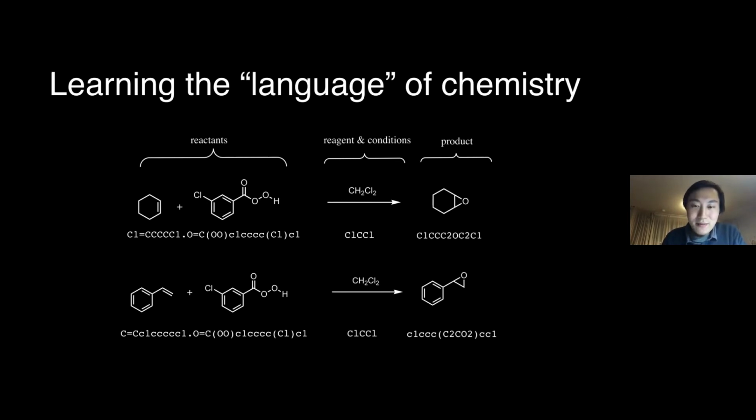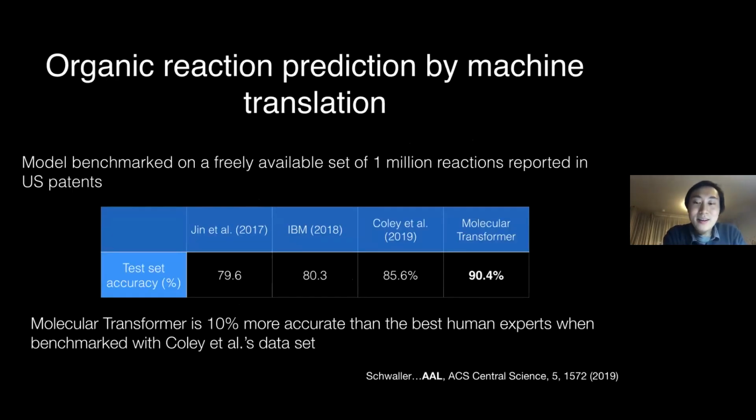That seems like a very naive idea, but we actually showed that this naive model, effectively a natural language processing approach to reaction prediction, has a tested accuracy of over 90% on a data set of reactions available in US patents, and is 10% more accurate than the best human experts when benchmarked against a data set released by an MIT group.